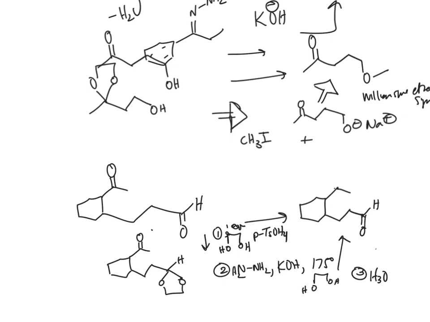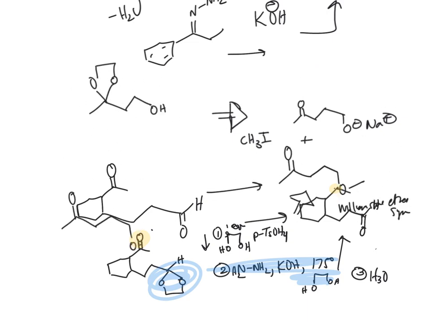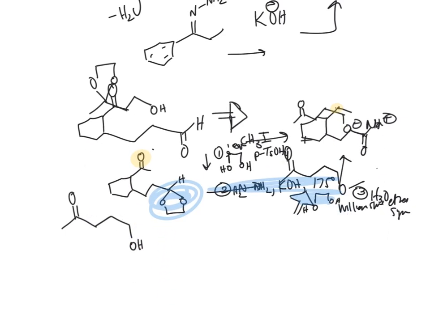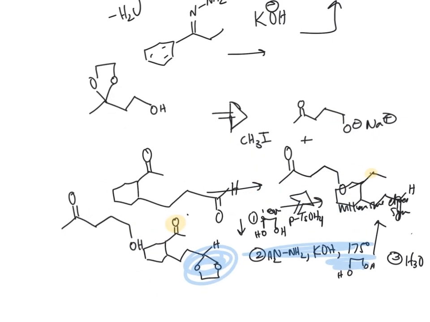Now, could we have used the Wolff-Kishner, or could we have used the Clemmensen? Not if we wanted to keep this on, because yes, the Clemmensen could reduce this carbonyl to the CH2 here, but it would also hydrolyze the acetal. So that's why it's nice to have a basic way to reduce this carbonyl other than just an acidic way, because the acetal will not be stable in acidic conditions.